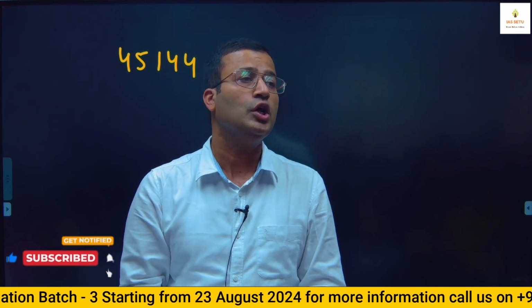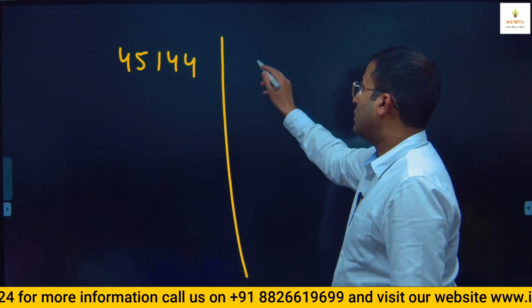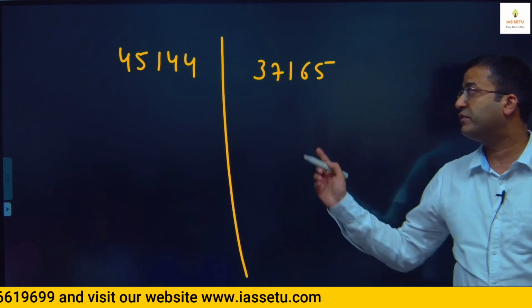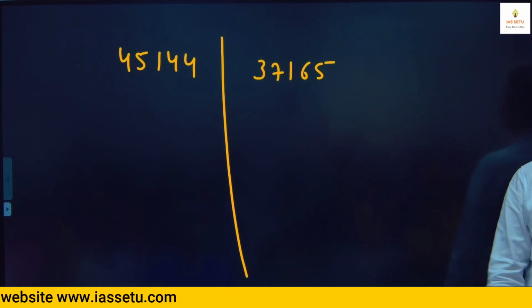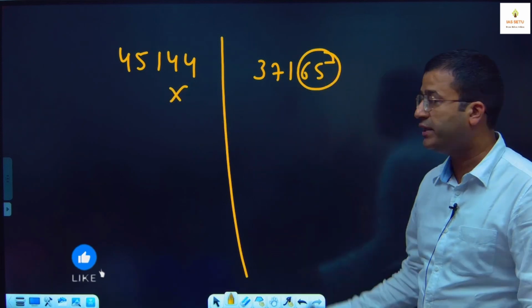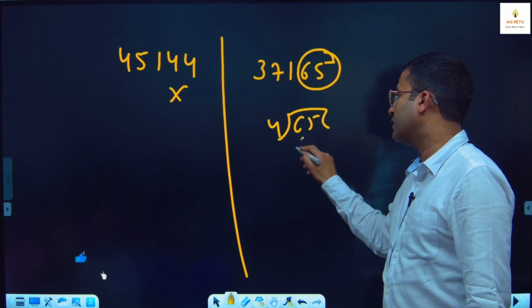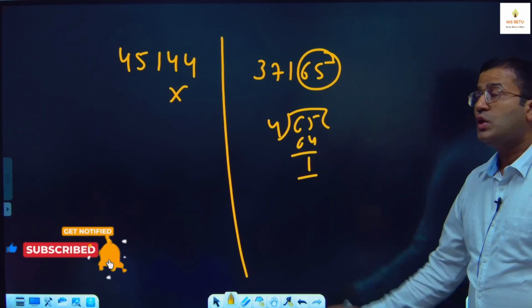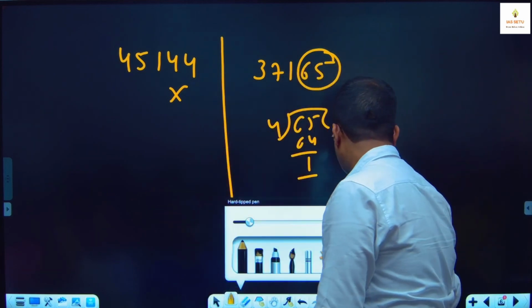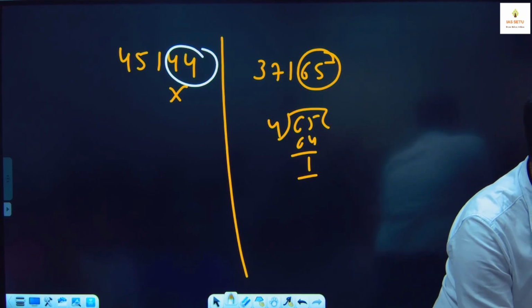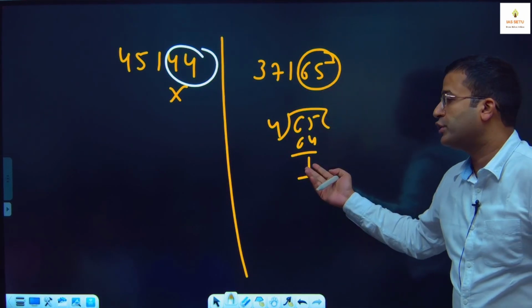After 40 also you should know the multiples of 4. That will help you. Now here, 37,165. Tell me if this number is divisible by 4. No. Then what is the remainder? We check 65. 65 divided by 4, your remainder is 1. 64 is the last multiple of 4. So for divisibility of 4, you have to check only the last two digits. If the last two digits are divisible by 4, it means the complete number is divisible. Otherwise we check only the last two digits and we get the remainder.